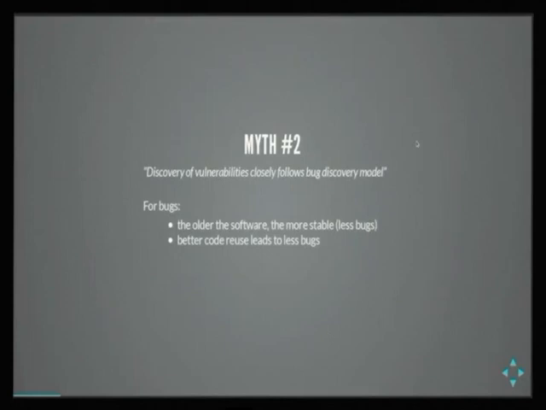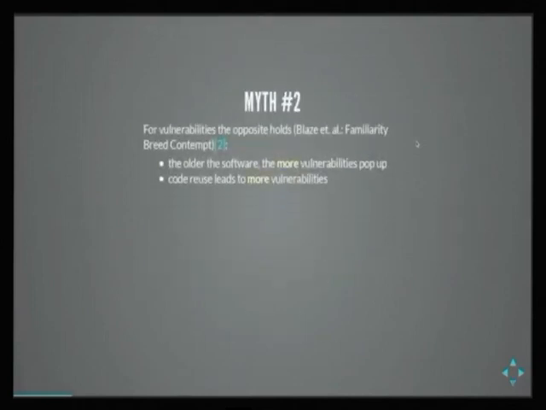Now myth number 2 is not a quote, although I put it in a quote. It's an intuitive thing that we think that the discovery of vulnerabilities closely follows the model of finding bugs. So for bugs, it holds that the older the software, it tends to be more stable because it's more tested by the users. And the better code reuse leads to fewer bugs, because reusing components that are tried and tested usually doesn't introduce that many bugs. However, for vulnerabilities, the complete opposite holds.